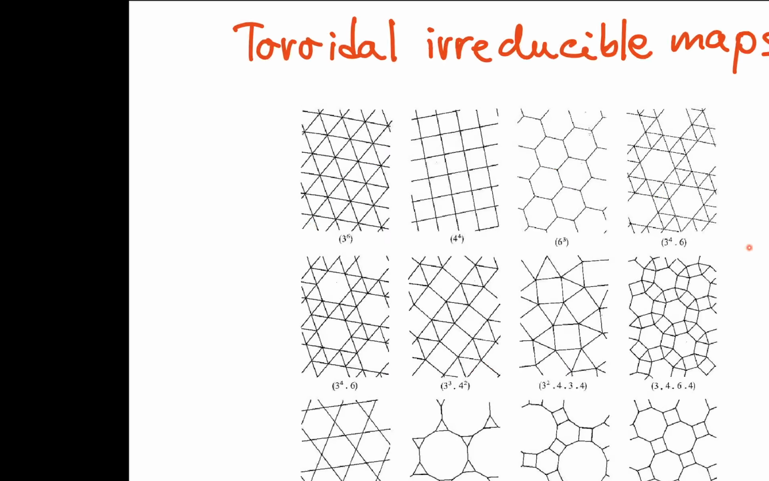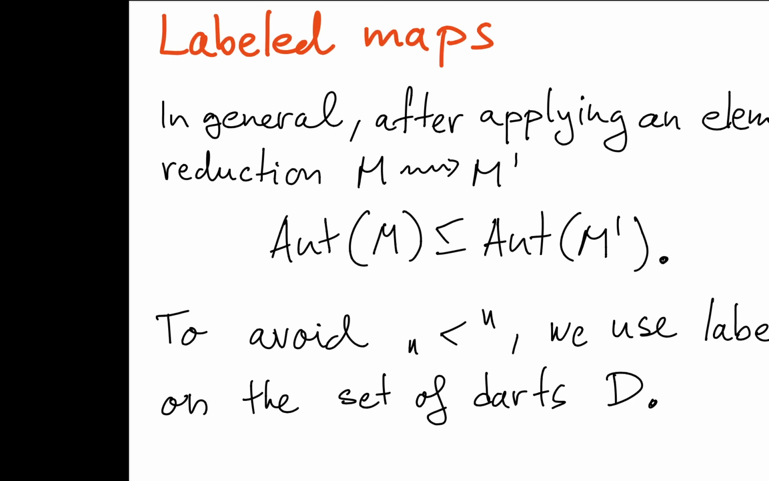For the torus, they can also be described, and they correspond to these 12 uniform tilings of the plane. So here are all of them. The idea will be to reduce the map to cases like this. And for higher genus, because here we have infinite families for the torus and sphere, one can prove that the number of such maps depends only on the genus.